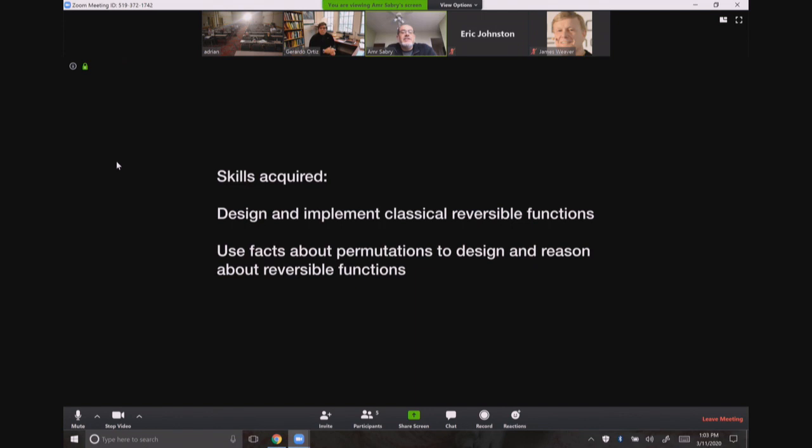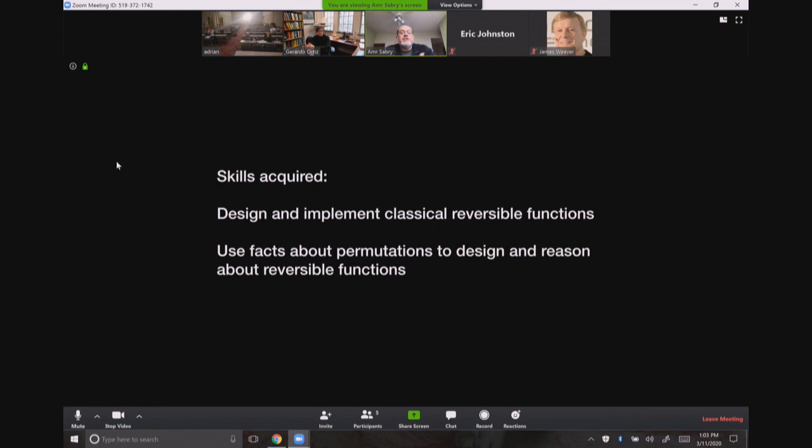And so we have them take classical things, adders, multipliers, majority gates, things that they have studied classically, and design them as reversible functions and use facts about permutations. And so we talk a little bit about permutations, about gates and so on, but this is all classical.